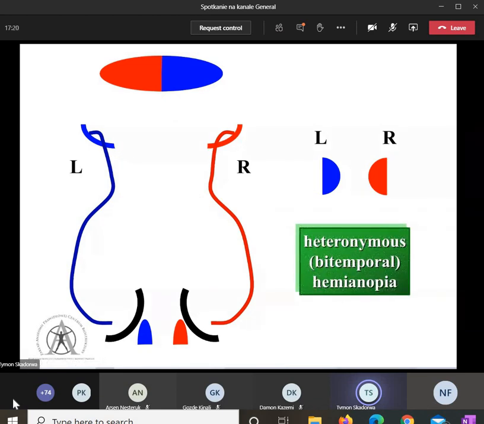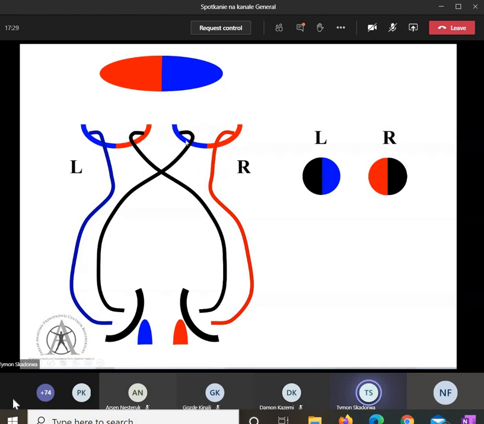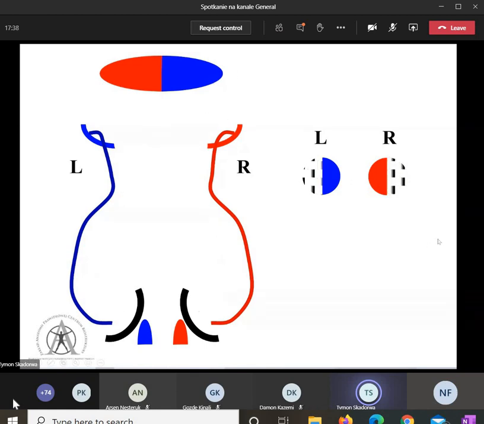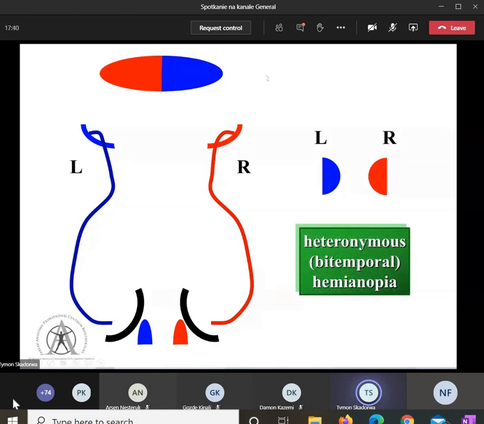And this is what we call the heteronymous hemianopia or bitemporal hemianopia, because in fact the nasal part of both retinae, they actually see lateral parts, temporal parts of the visual field. So the patient cannot see if you cut lateral part of the visual field. The patient may see only the center of an image or of the picture that he looks at.